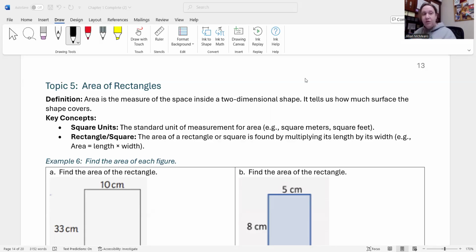Now, the definition here: area is the measure of the space inside a two-dimensional shape. So a polygon would be a two-dimensional shape. It tells us how much surface the shape covers, okay?